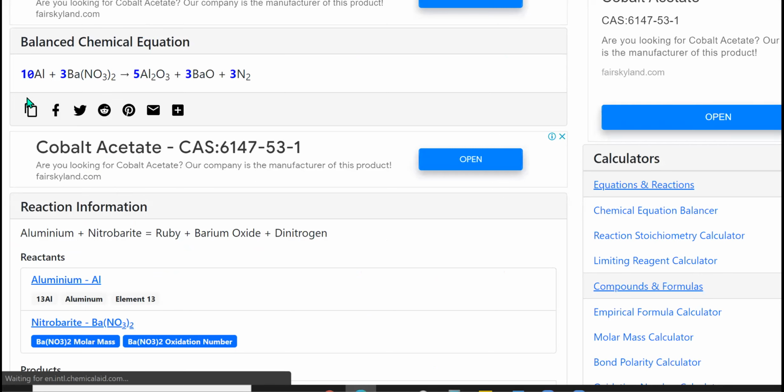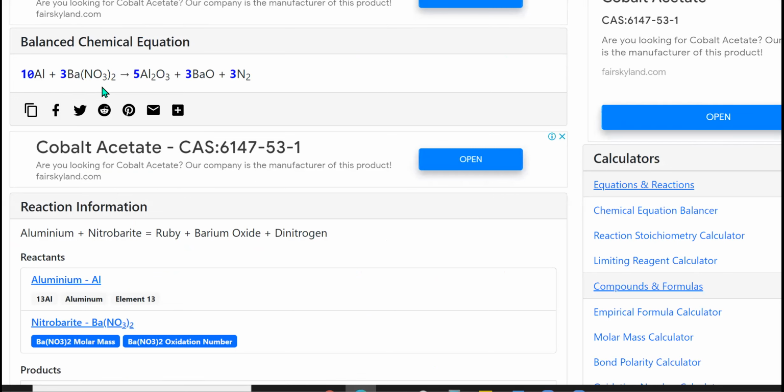Look at this. It comes out to be 10 aluminium, 3 barium nitrate, 5 Al2O3 and 3. But at the end of the day, look at the ratio of barium nitrate with nitrogen. It is 1:1. Okay, so we're not going to spend time wasting and trying to balance the whole equation. That's going to be a huge waste of time. All I wanted to know was what would be the ratio of barium nitrate to nitrogen, and it's going to be the same ratio.